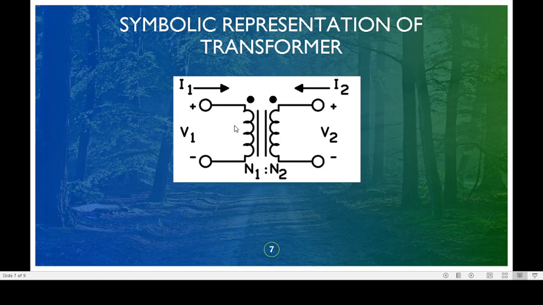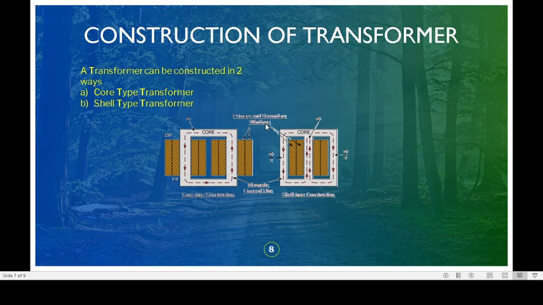So therefore the efficiency of a transformer is regarded as 97% to 99%, and it nearly transfers the same power from the primary winding to the secondary winding. It is from the primary part to the secondary part of a transformer. Now, basically, a transformer is constructed in two ways: the core type transformer and the shell type transformer. The first figure shows a core type transformer, and the second figure shows a shell type transformer.